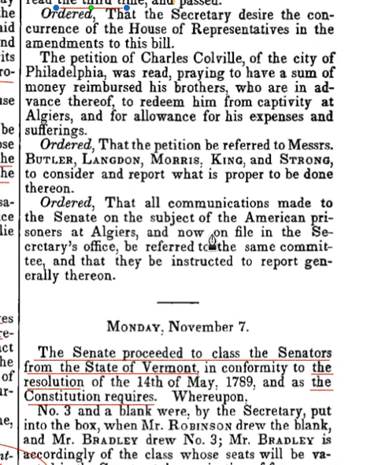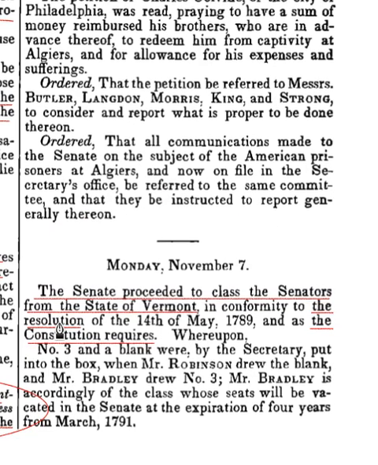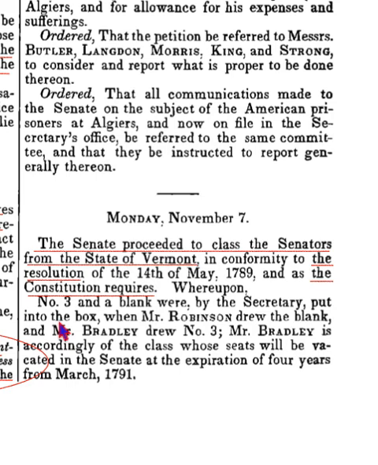Let's see, the Senate on the subject of the American prisoners at Algiers, the Secretary's office, okay, because they knew the difference between the government and some fiction. The Senate proceeded to class the senators from the state of Vermont in conformity to the resolution of the 14th of May, 1789, and as the Constitution requires. I could probably rewrite this, it might take me a minute or two, in a way where there are no "the"s in here.